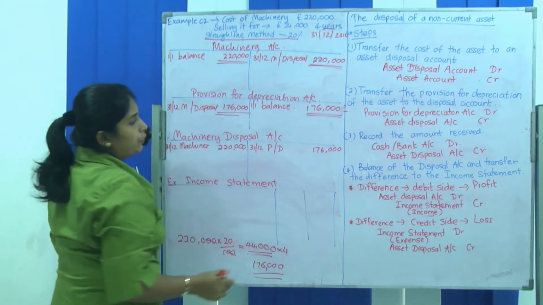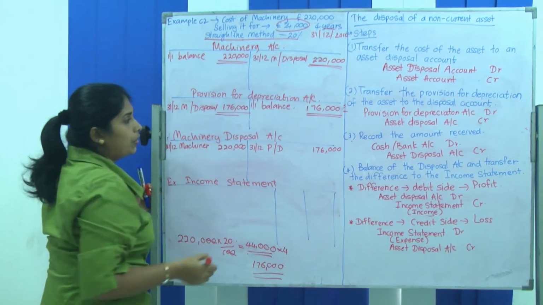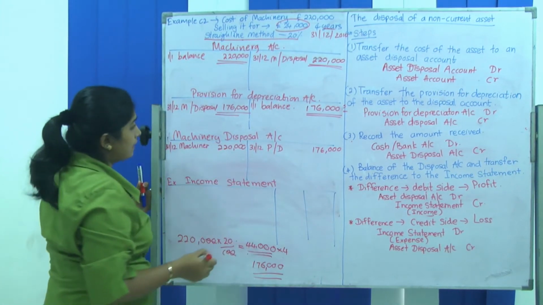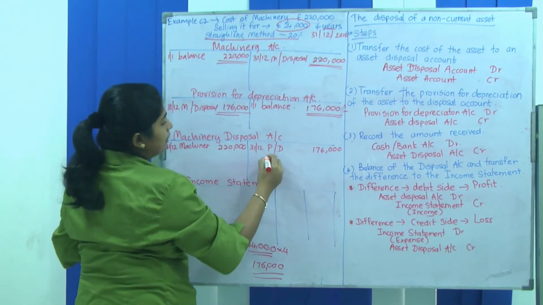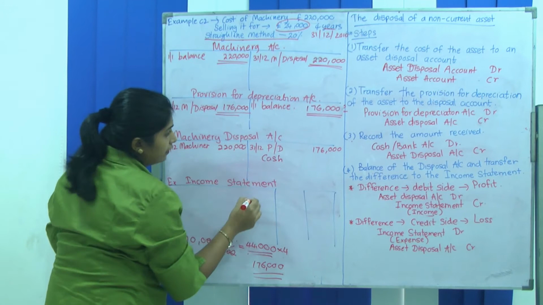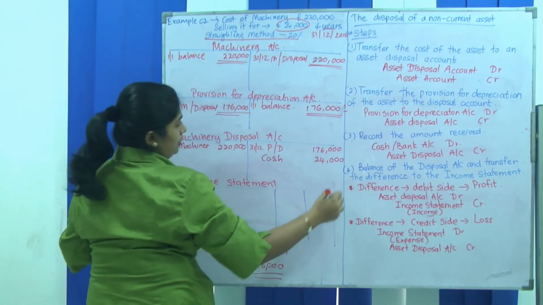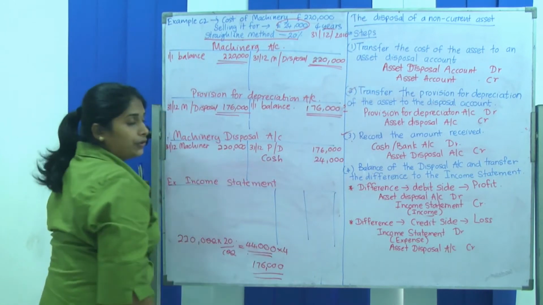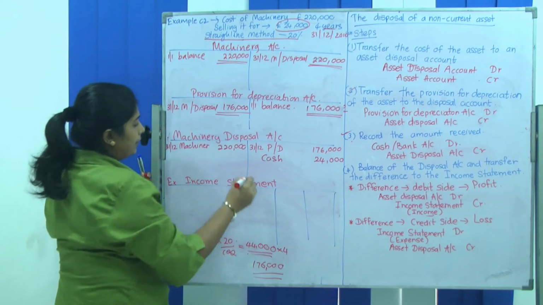Then the third step, you have to record the amount that you received. So you sold it for 24,000, that means you received cash. So it will be debited to the cash account and it will be credited as cash or bank, 24,000. Now we have recorded all three. Now the last step is to balance off and find the difference. So we'll balance off.